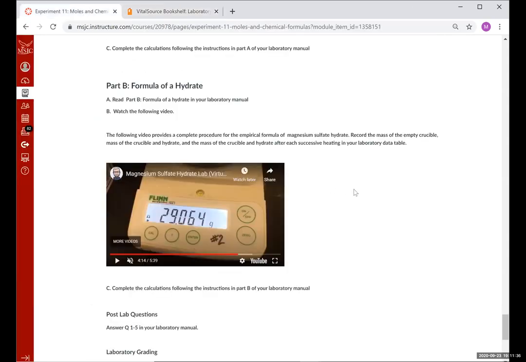Does everyone understand how part B is going to work in today's lab? Does everyone understand where to collect the data in part B?